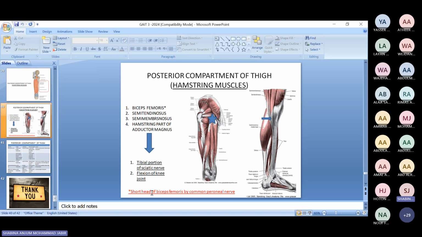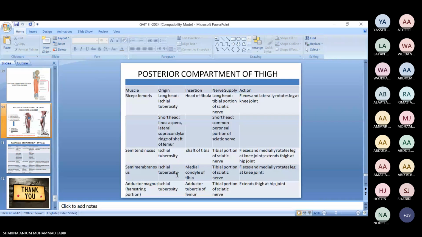What is important here is to know about the biceps femoris. Biceps means two heads, long head and short head, like the upper limb. So here you have to know that the short head of the biceps has a different nerve supply, which is by the common peroneal nerve. Very easy. The origin is similar, but there is a twist with the biceps femoris because it has two heads. The long head comes from the ischial tuberosity. The short head comes from the linea aspera and the lateral supracondylar ridge of the shaft of the femur.